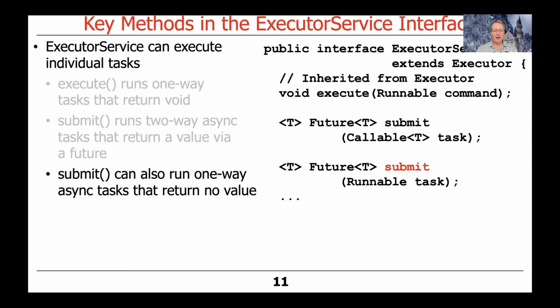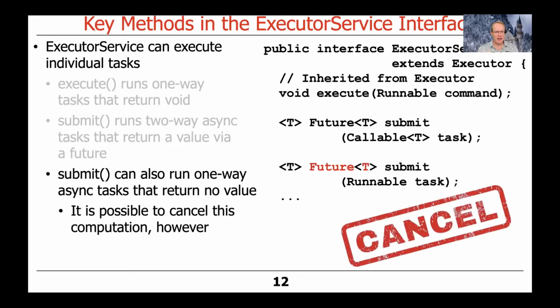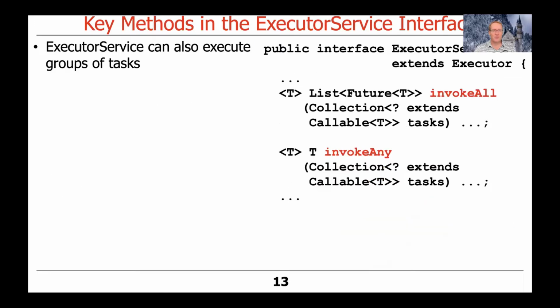Submit can also run a one-way async task that returns no values. You can also submit a runnable. You might ask, how does that differ from the execute method? Well, the main difference is that the execute method doesn't return a future, so there's no easy way to cancel the asynchronous task, whereas in contrast, the submit method that takes a runnable does return a future to an asynchronous computation. And so as a result, you can cancel that. So it's a little bit more useful, even if it only does one-way computations.